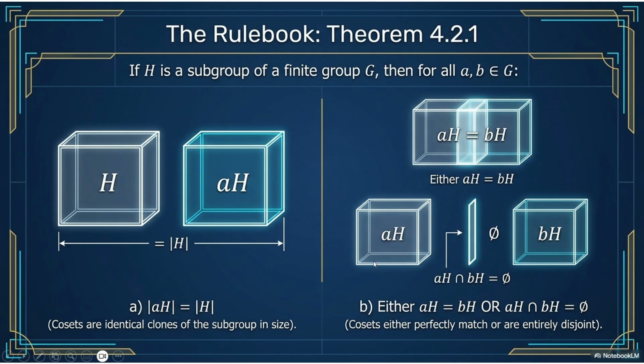Coming to the second property, if I am considering two cosets AH and BH, then these cosets will be either the same or completely disjoint. You can see in the figure, either AH will be equal to BH or AH intersection BH will be empty. This is all about cosets.